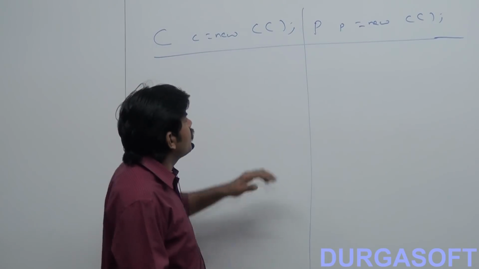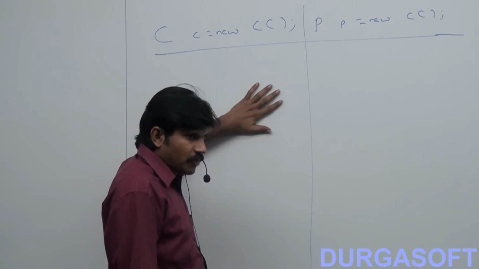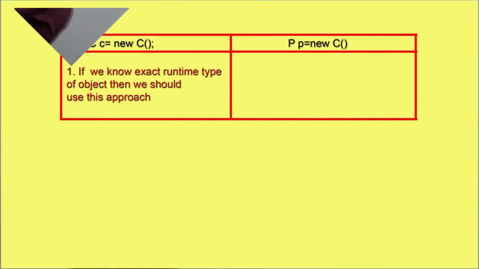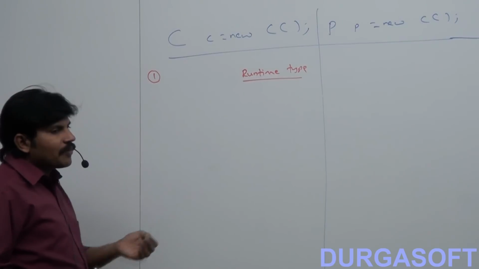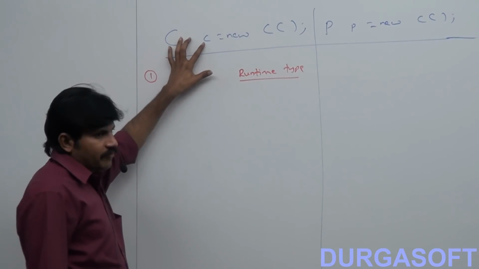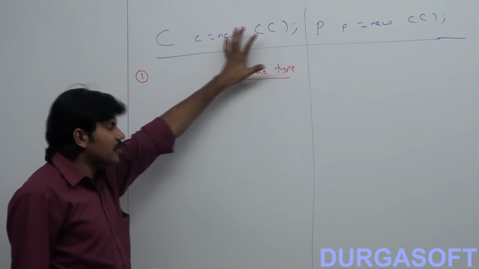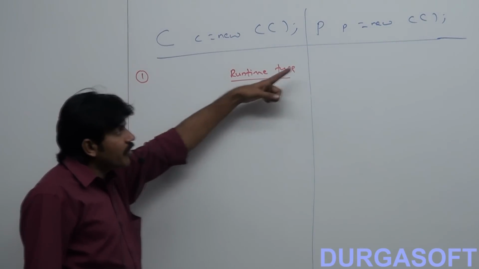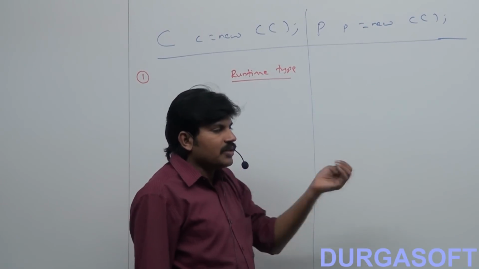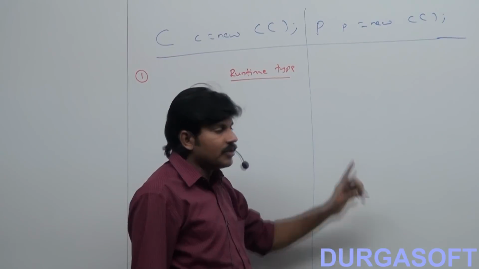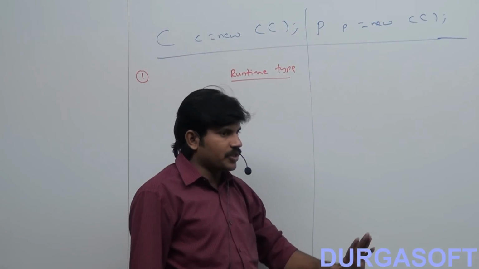So when should we go for this approach? Add the first point. If the runtime object is a String object, use a String reference only. If the runtime object is a StringBuffer, use a StringBuffer reference only. But when we don't know the exact runtime type of the object, then we can hold that by using a parent reference, because a parent can hold any type of child object.